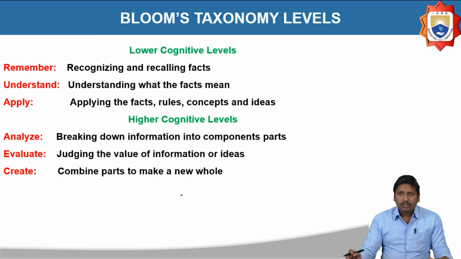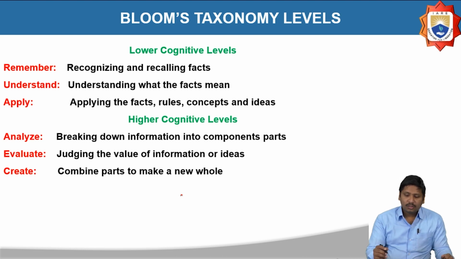Again, these Bloom's taxonomy levels are classified into two more levels, what we call the lower cognitive levels and the higher cognitive levels. Lower cognitive levels are remember, understand, and apply. These are the things that come under lower cognitive levels. And analyze, evaluate, and create are the higher cognitive levels. So again, this Bloom's taxonomy is of two types: lower level and higher level.